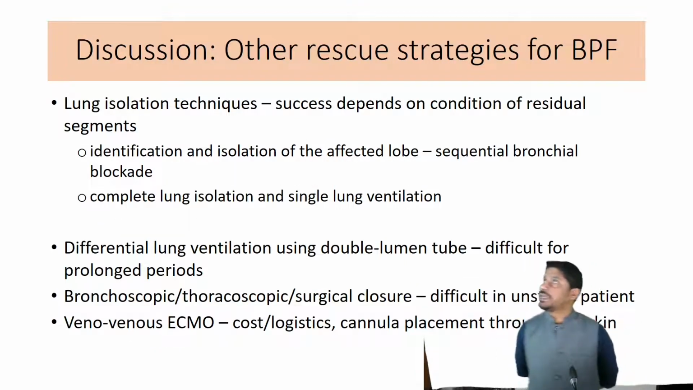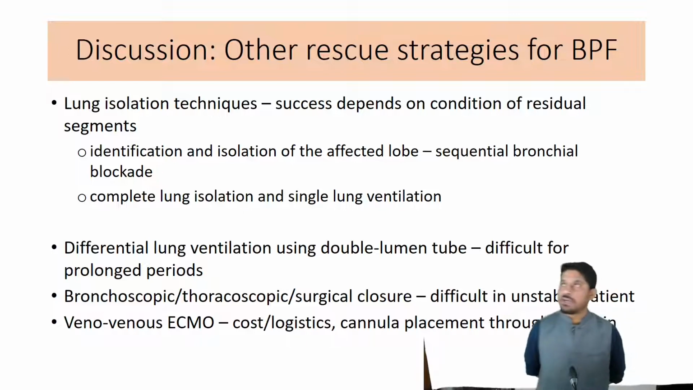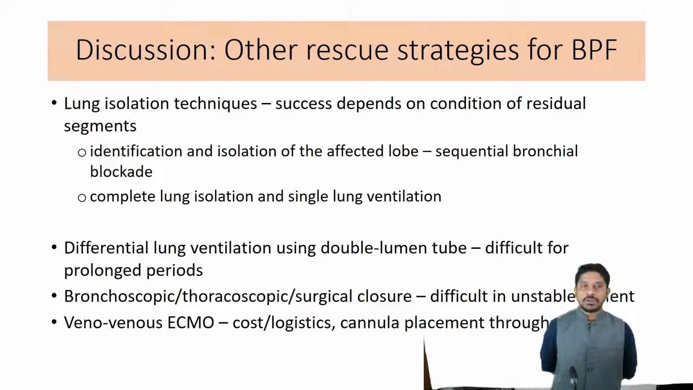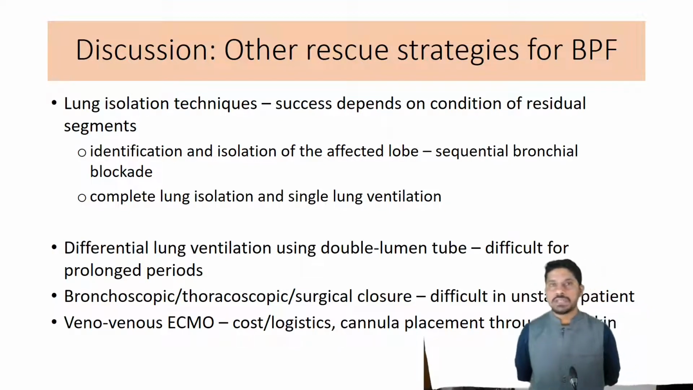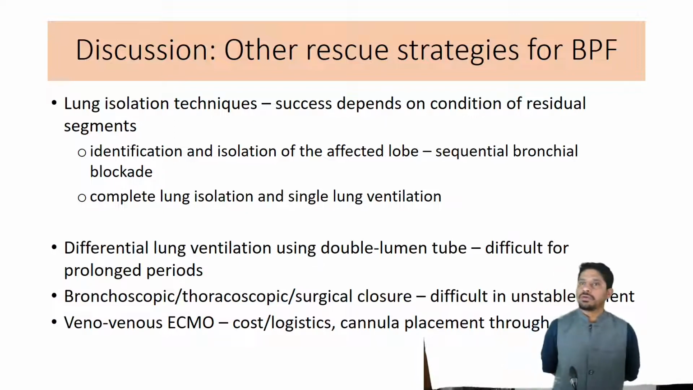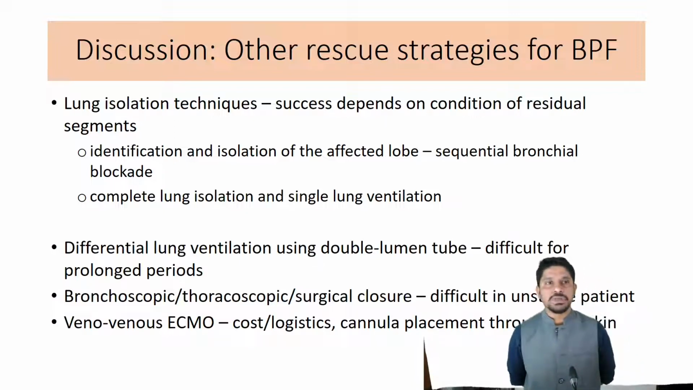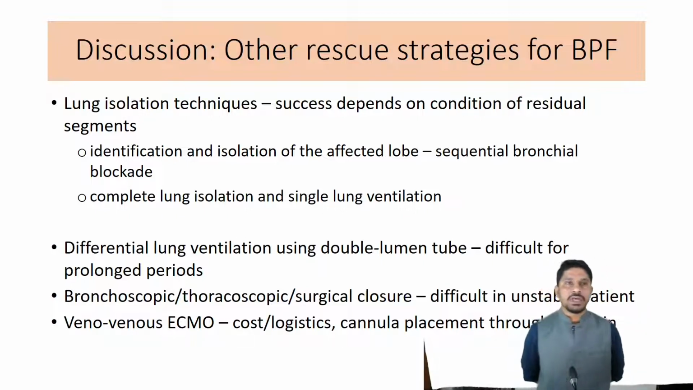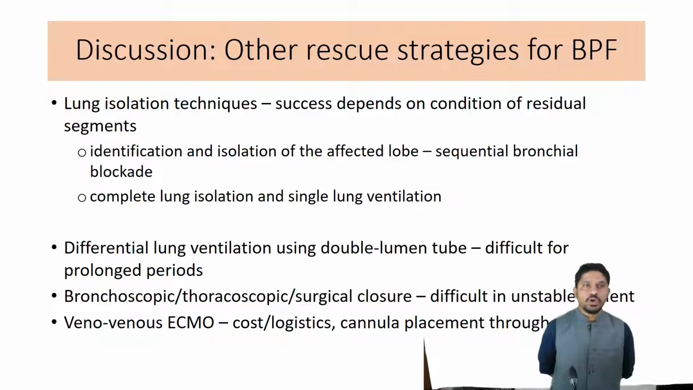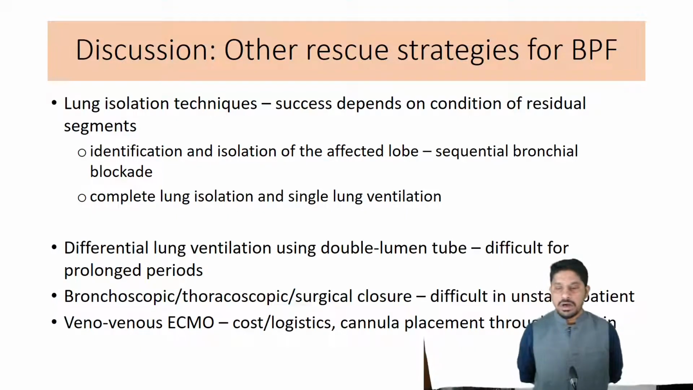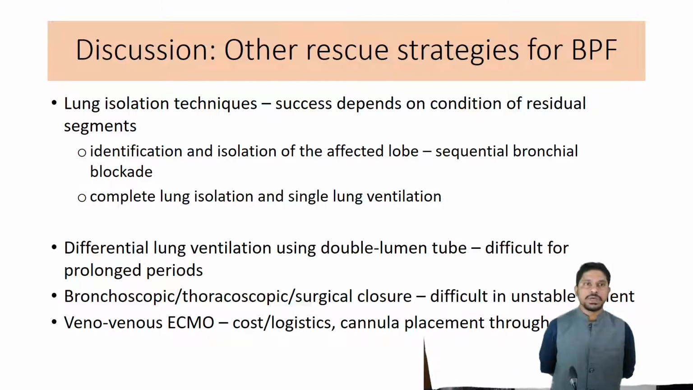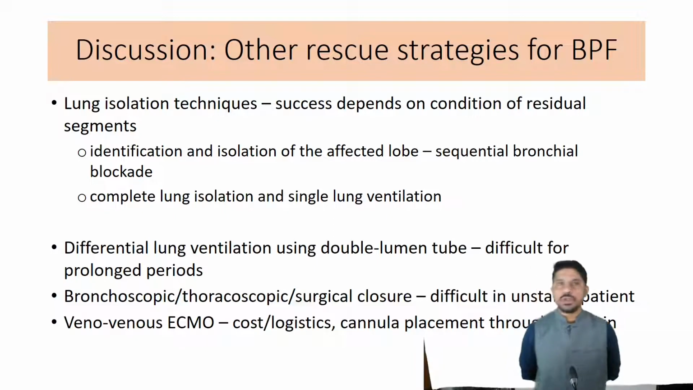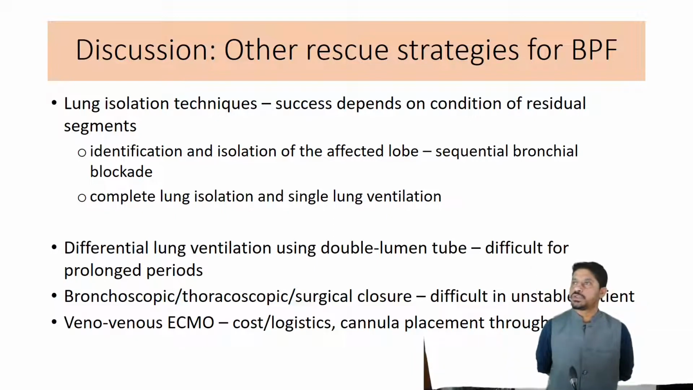So what are the rescue strategies for BPF in which conventional ventilation fails? We can go for lung isolation strategies. This can be partial lung isolation or complete lung isolation. Partial lung isolation means use of bronchial blockers. Selective bronchial blockade can actually help identify which lobe has the BPF, and we can keep the bronchial blocker in that particular lobar bronchus and ventilate the rest of the lungs. On the other hand, we can go for complete lung isolation if we cannot identify exactly which lobe the fistula is in.